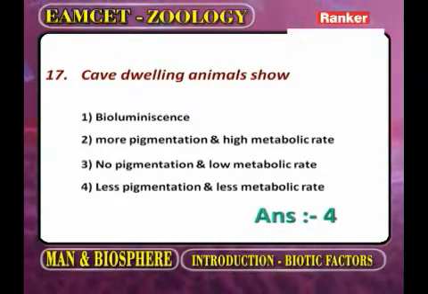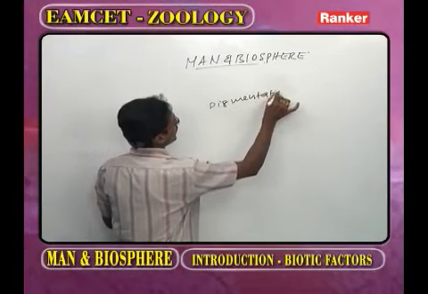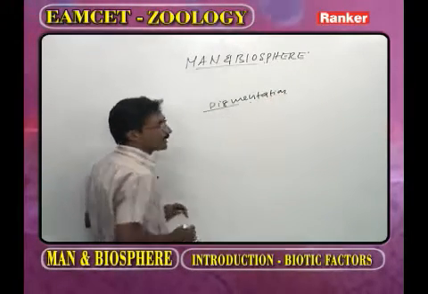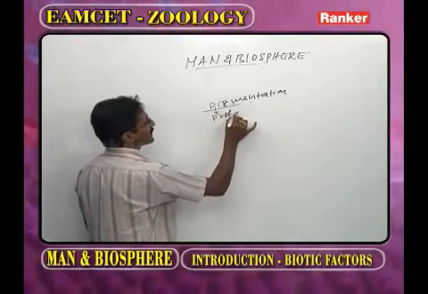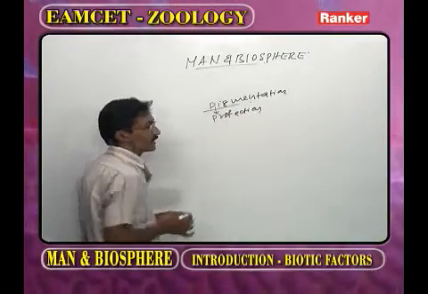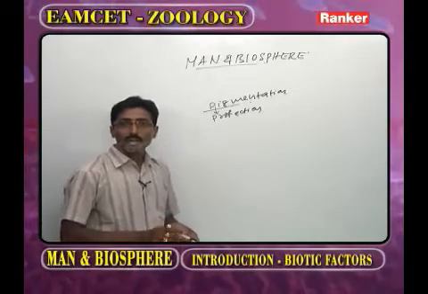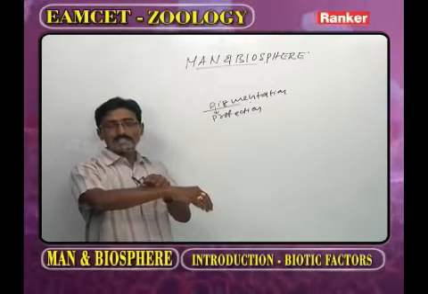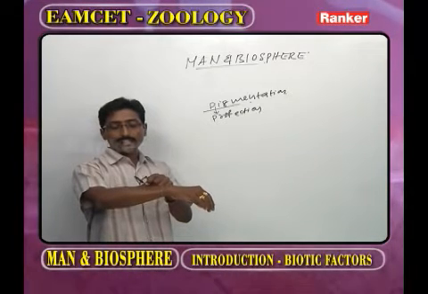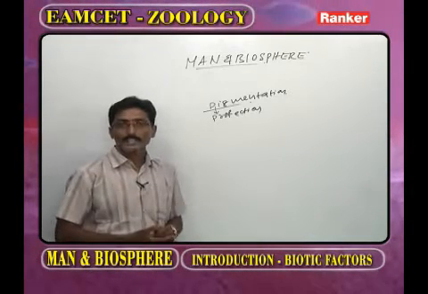Cave-dwelling animals. Now, as we observe the biological effects of light on living organisms, one is pigmentation. What is the significance of pigmentation? That we call protection. Our body is covered and protected by skin, and our skin has a dark pigmentation.